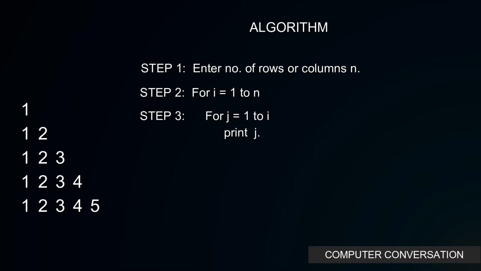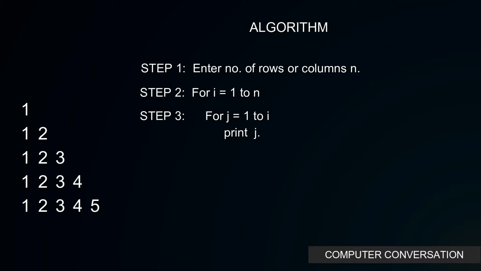Note that we will print the value of j and not i because in each row the value of j changes from 1 to i for each iteration of i. In simple words, i represents the row number and j represents the column number. So what to print at the particular row and column is given by the printf function.